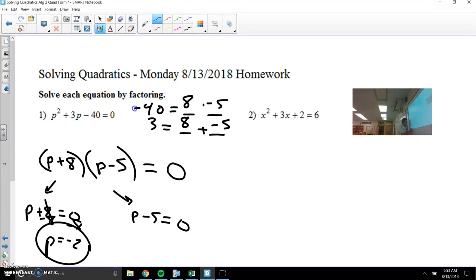And the other one should be positive 5. Let's add 5. So those are your two solutions.